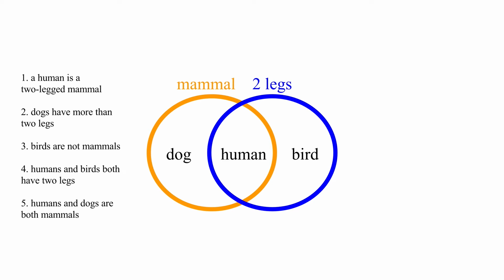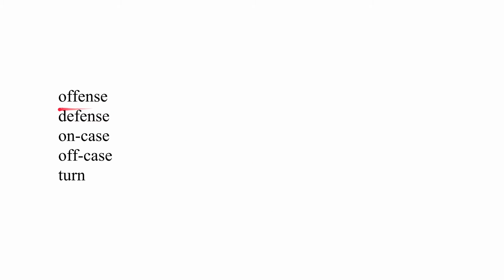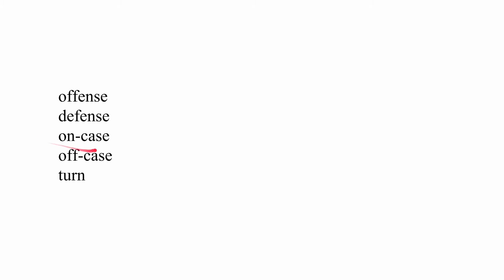Now that we've seen how the Euler diagram works, let's try to apply it to debate jargon. And we're going to take the 5 words that we've learned in the previous video. First, there's offense and defense, and those are both spelled with an S because we won the Revolutionary War. Then there is on case and off case. Well, by case, we mean the affirmative case.